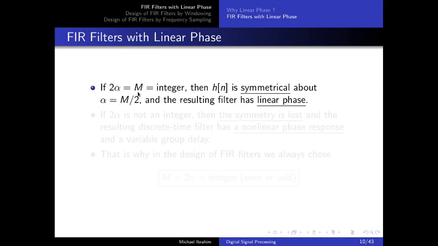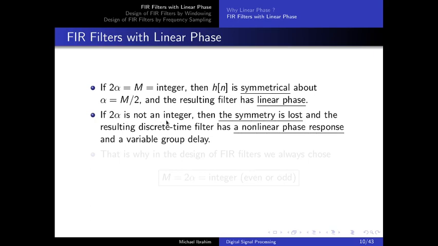So now, if we choose m equal to 2 alpha to be an integer, then the impulse response will be symmetrical about m by 2, alpha equal to m by 2. And in this case, if m is an even integer, alpha will be an integer. If m is an odd integer, then alpha will be integer plus half. And in these two cases, we'll have a symmetrical impulse response, and then we have a linear phase. But if 2 alpha is not an integer at all, in this case, the symmetry is lost, and we will have a non-linear phase response.